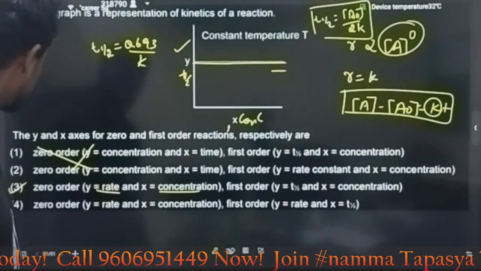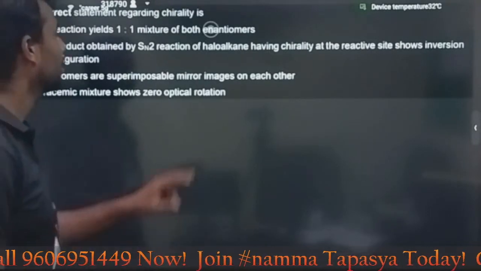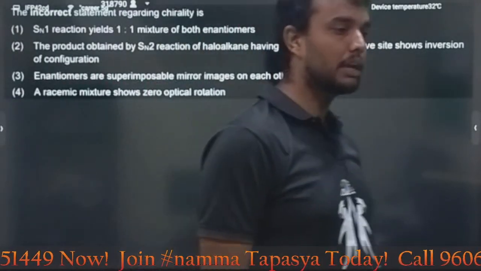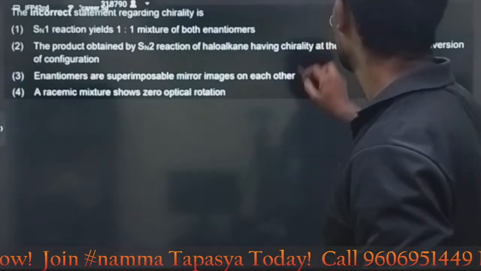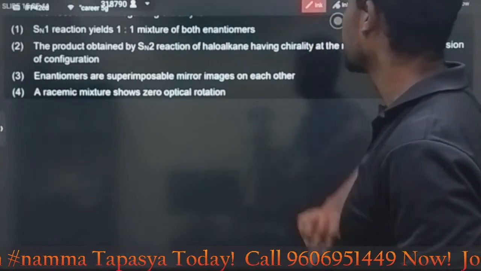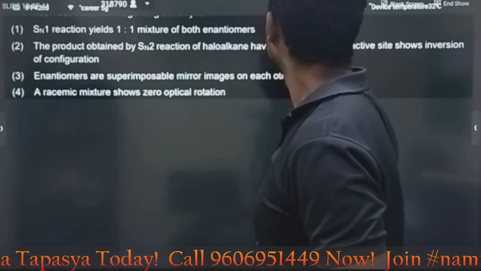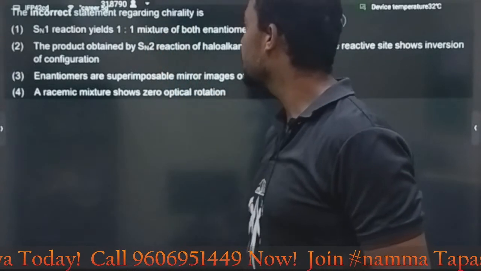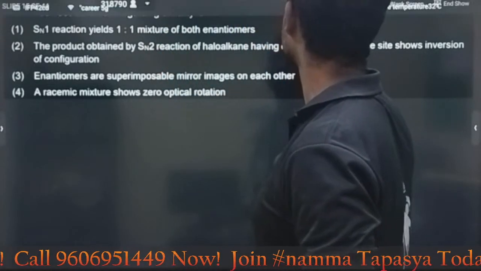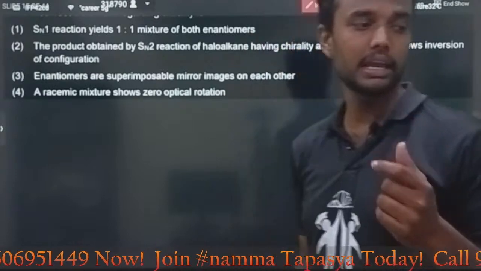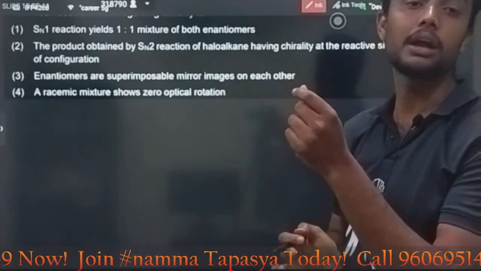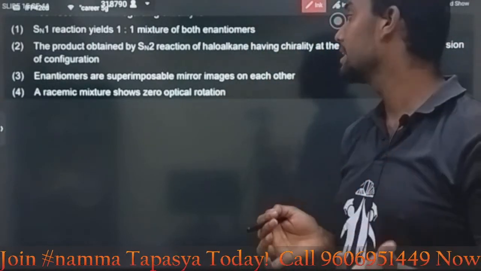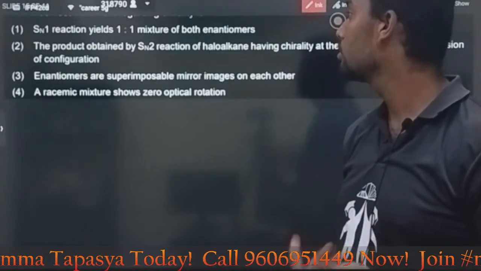Correct? Next, also from your organic, my dear bachcho, an organic question. The question is: the incorrect statement regarding chirality. Chirality means the compound containing a carbon attached with 4 different groups. It will have an optical center, and we already discussed that also.